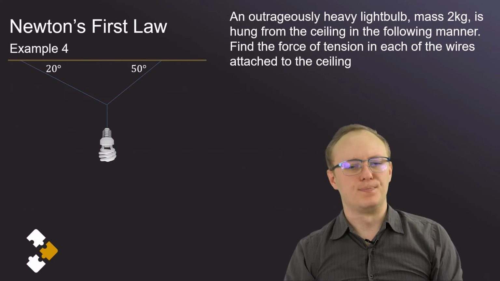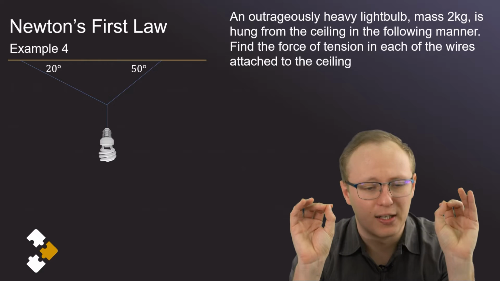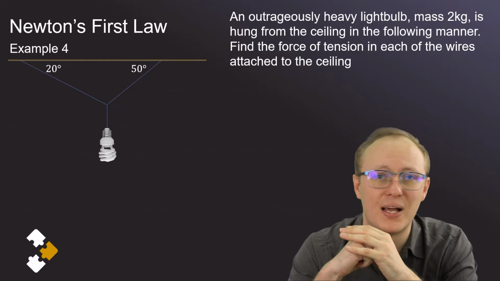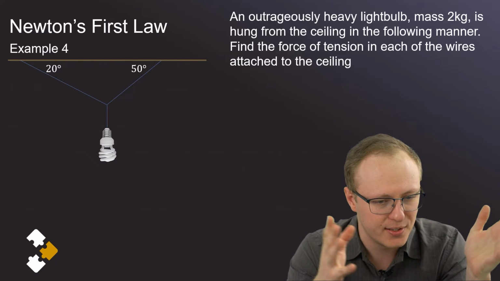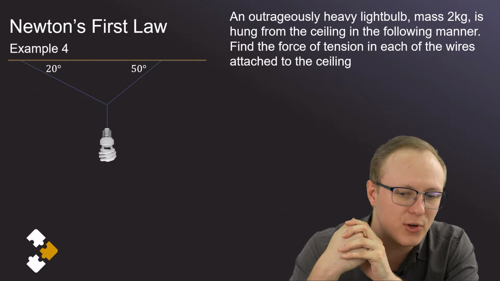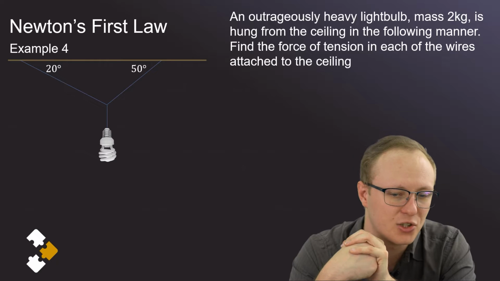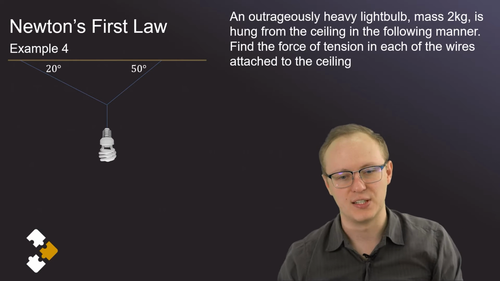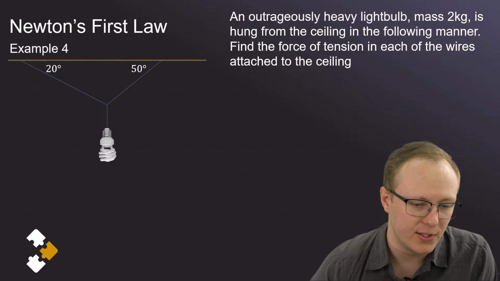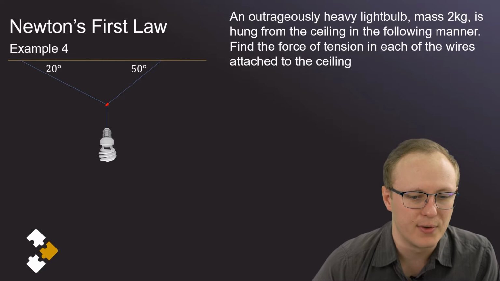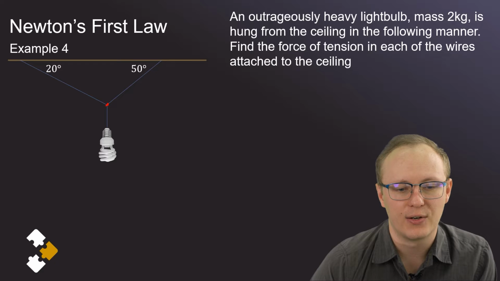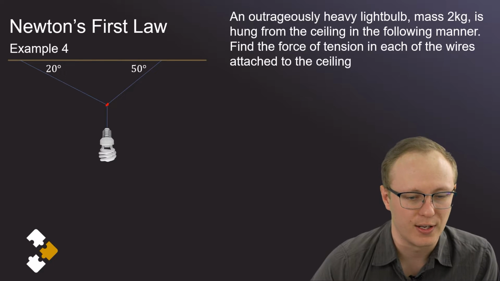Let's see an example. So we've got an outrageously heavy light bulb, mass 2 kilograms, and it is hanging from the ceiling in that manner there. Right, so we've got to find the tension force in each of the wires that are attached to the ceiling. Now the point that we're interested in is this point here, because that's where the weight of the light bulb is going down and the tension forces are going up, right?